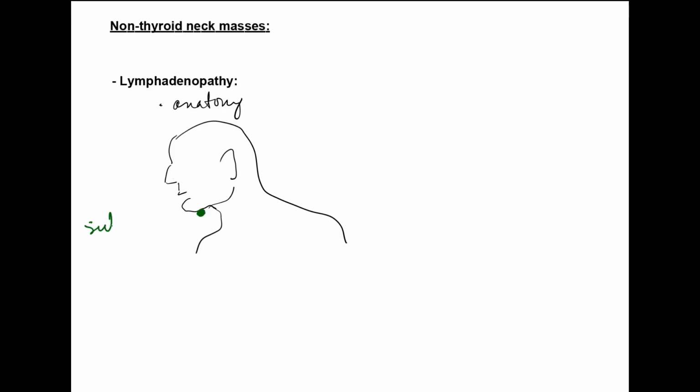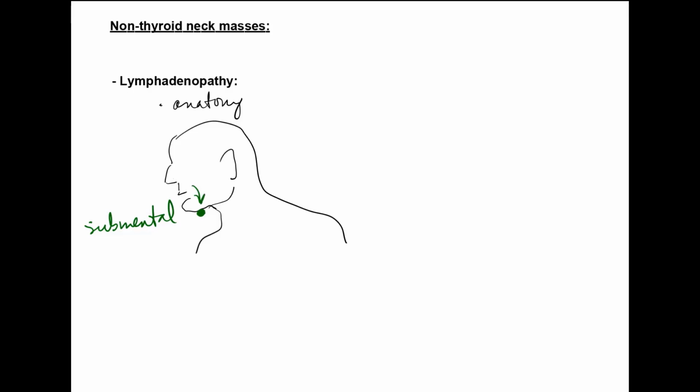In non-thyroid neck masses, by far and away the commonest cause is lymphadenopathy. Let's start by drawing ourselves a standard head and neck. The first set of nodes is going to be right here, and that's going to be submental. Submental lymph nodes are important because they're going to drain the anterior mouth.